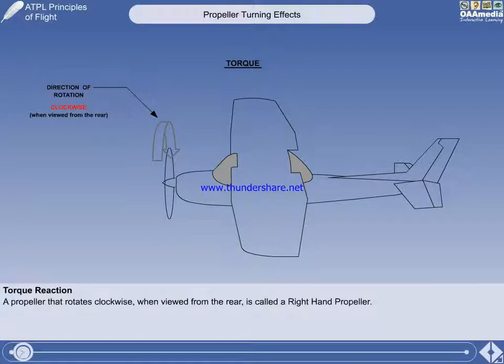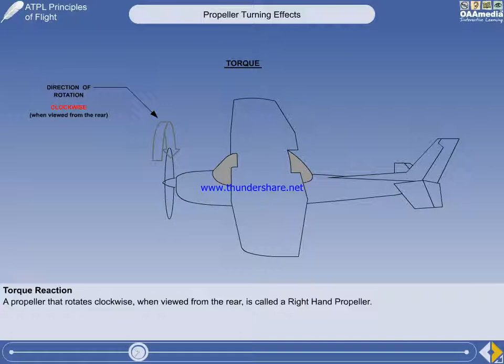We have learned that a propeller generates thrust by accelerating a mass of air rearwards. Unfortunately, a rotating propeller will also create significant yawing, rolling, and pitching moments. These moments give rise to 4 turning effects, which must be anticipated and compensated for by the pilot.